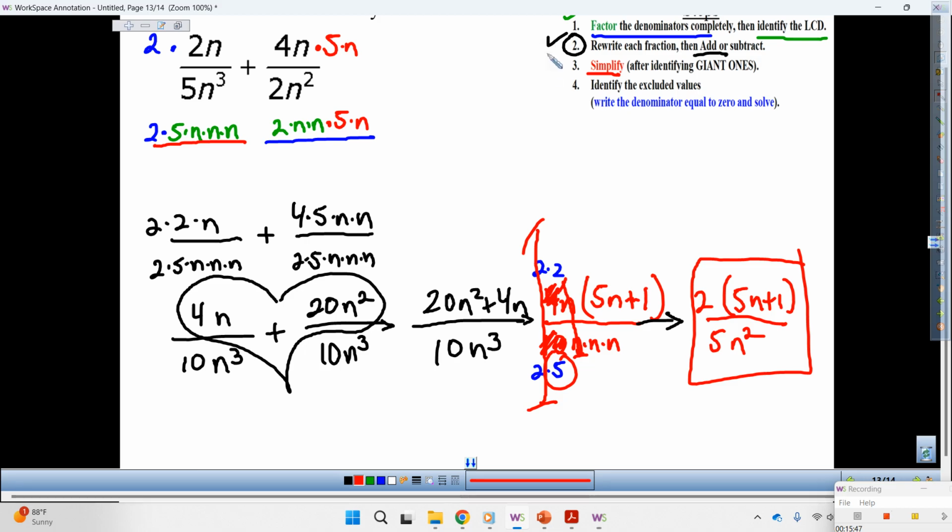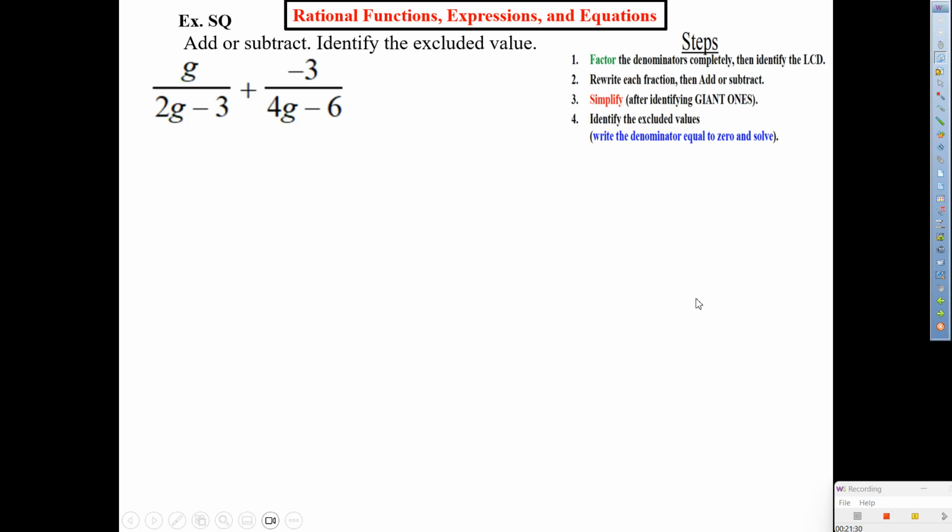So we did step 1, 2, and 3. I'm not going to get into the excluded value right now. But the excluded value, what do we do at the denominator? Set it equal to 0 and solve, right? Okay? We'll get to that in a little bit. Let's do another one just so that we can continue with that. Copy this one. Example, super Q. g over 2g minus 3 plus negative 3 over 4g minus 6.